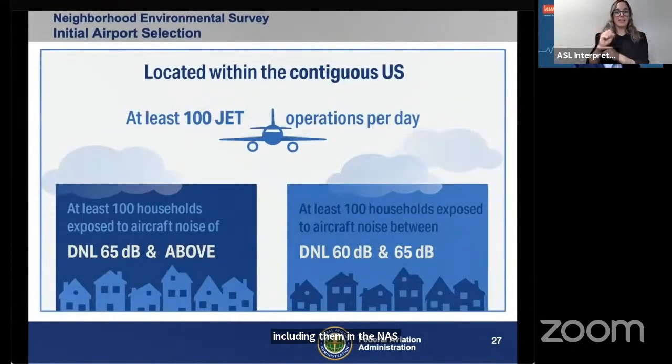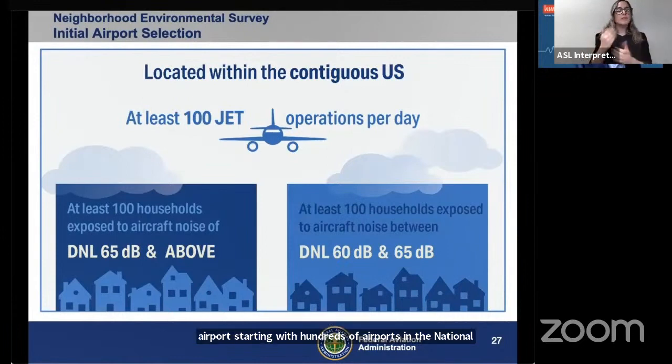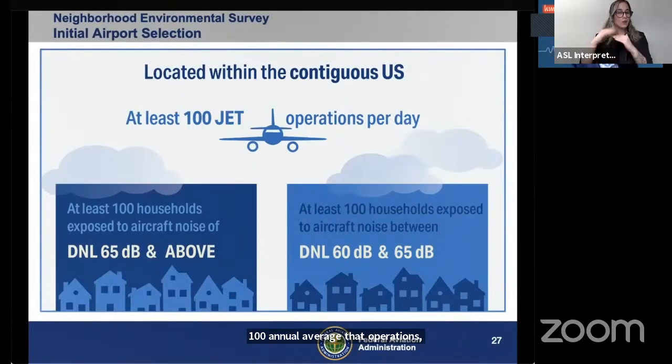Initial airport selection. With criteria specified by the FAA, a multi-stage and statistically rigorous process was used to select a representative sample of U.S. airports. Starting with hundreds of airports in the national airspace system provided by the FAA, eligibility criteria were established to define a sampling frame consisting of airports in the contiguous U.S. with at least 100 annual average daily jet operations, at least 100 people exposed to a day-night average sound level greater than or equal to 65 decibels, and at least 100 people exposed to DNL between 60 decibels and 65 decibels. The jet operations data came from the FAA's Traffic Flow Management System Counts database for 2011.